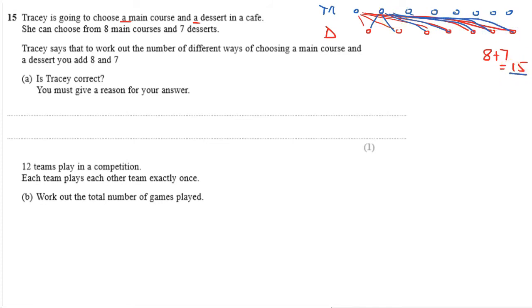Definitely it is more than this. So you can see that you have to multiply 8 by 7. So is she correct? No. It must be 8 multiplied by 7 choices, to choose any two, a dessert and a main course.